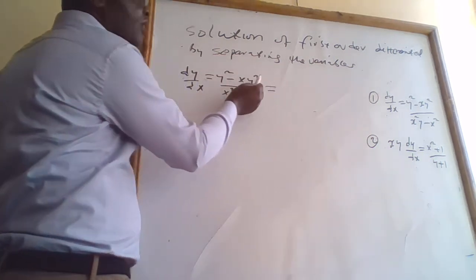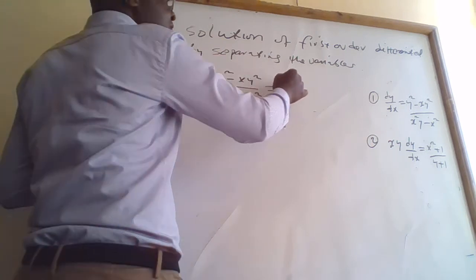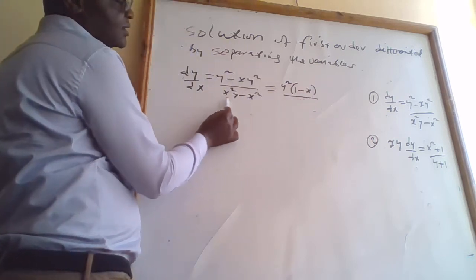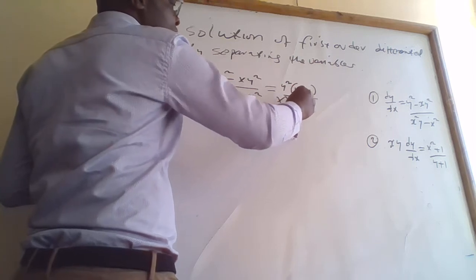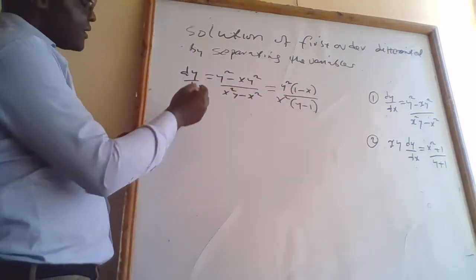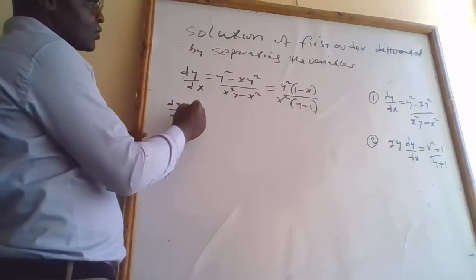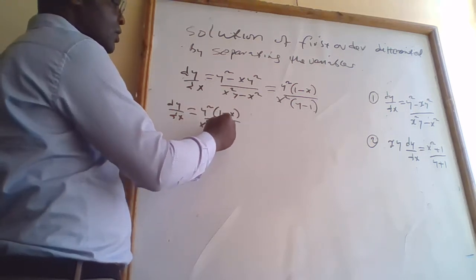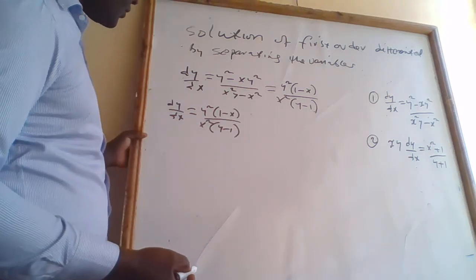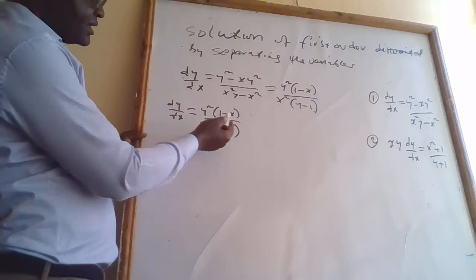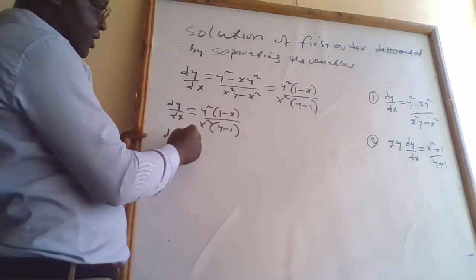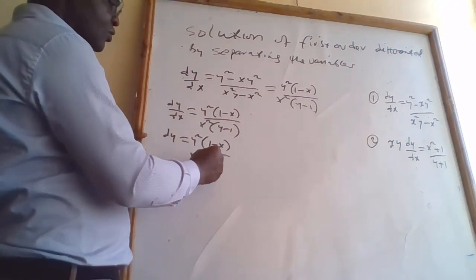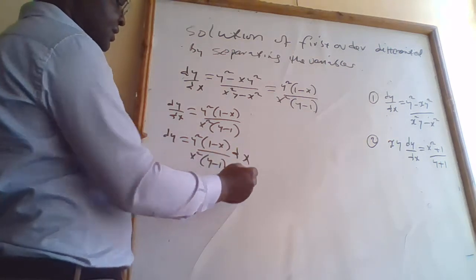Here we shall factorize out y squared in the numerator, so that we have y squared into (1 minus x). Then we factorize x squared in the denominator, so that we have x squared into (y minus 1). Therefore, dy/dx equals y squared into (1 minus x) over x squared into (y minus 1). Let me multiply through by dx on both sides, so I remain with dy equals y squared into (1 minus x) over x squared into (y minus 1), then dx.